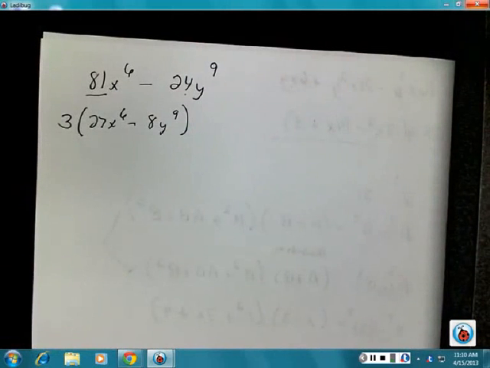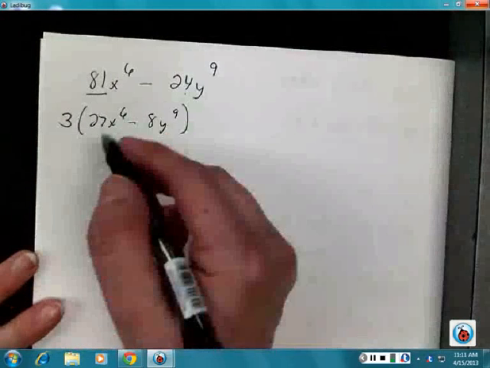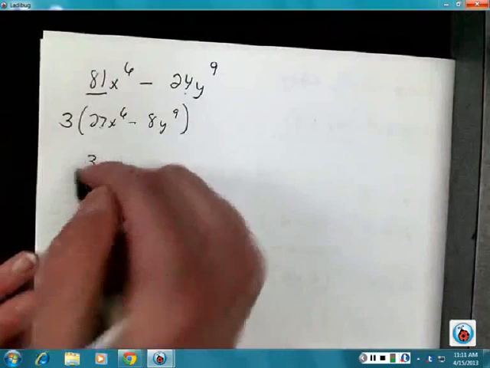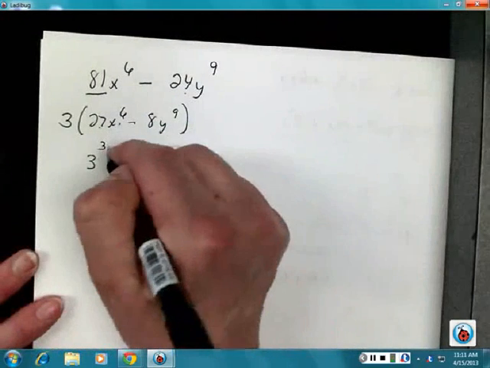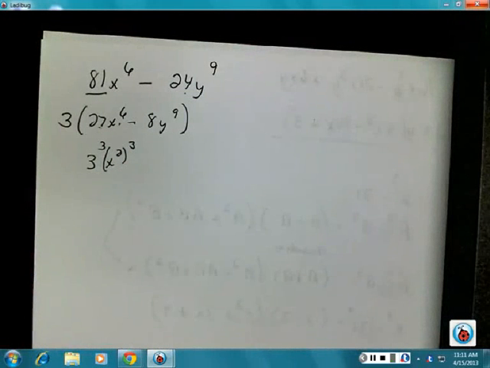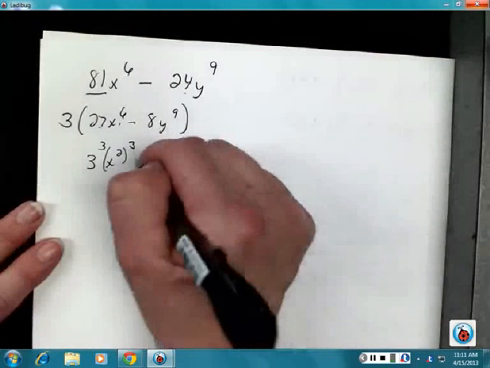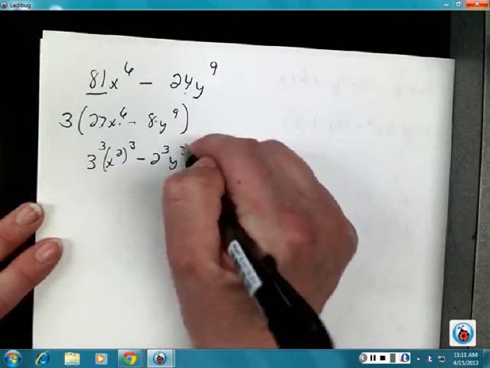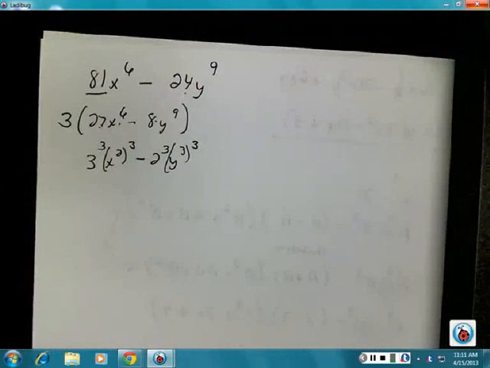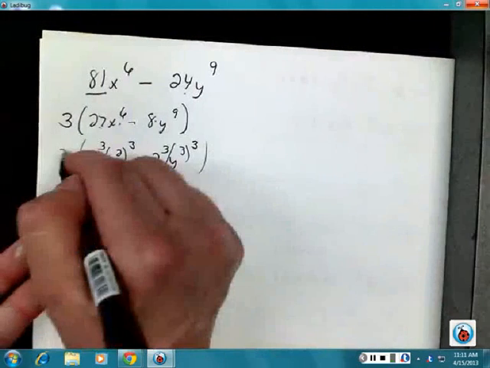So what happens with this whole thing? Break it down to bases. 27 we said was 3 cubed. X to the 6th is x squared cubed, because x squared times x squared times x squared is an x cubed. The 8 is a 2 cubed. Y to the 9th is a y cubed to the 3rd power. Okay with that part?